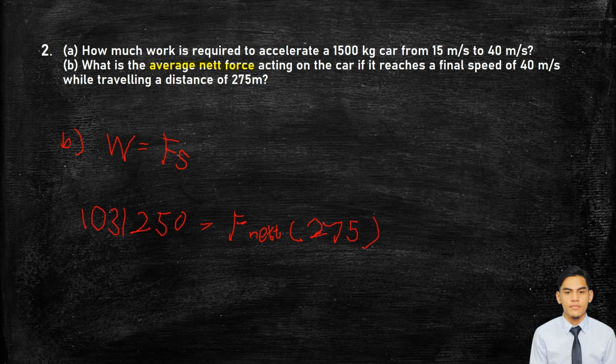So we can actually get this easily by dividing 1,031,250 with 275. The answer is 3750 Newton. Okay, so that's all for subtopic 5.2 work energy theorem. Thank you.